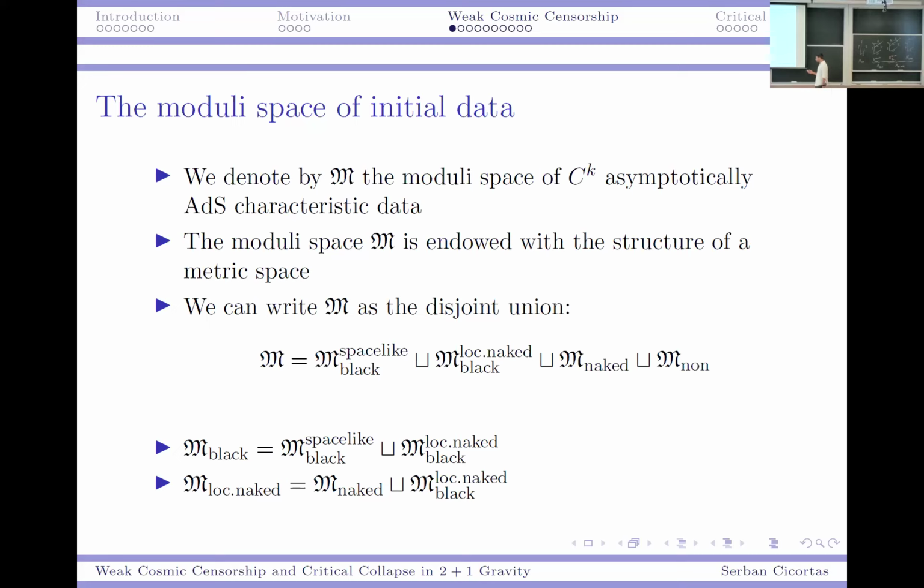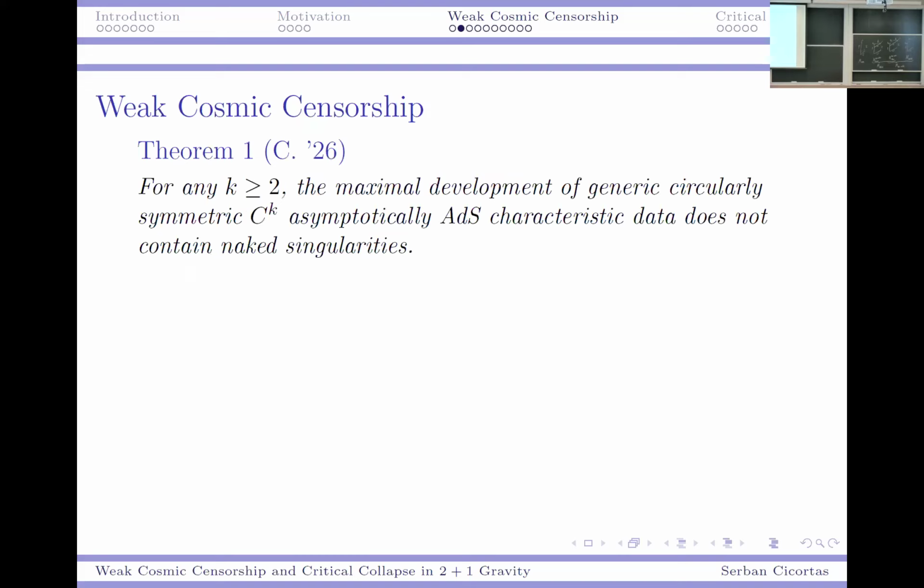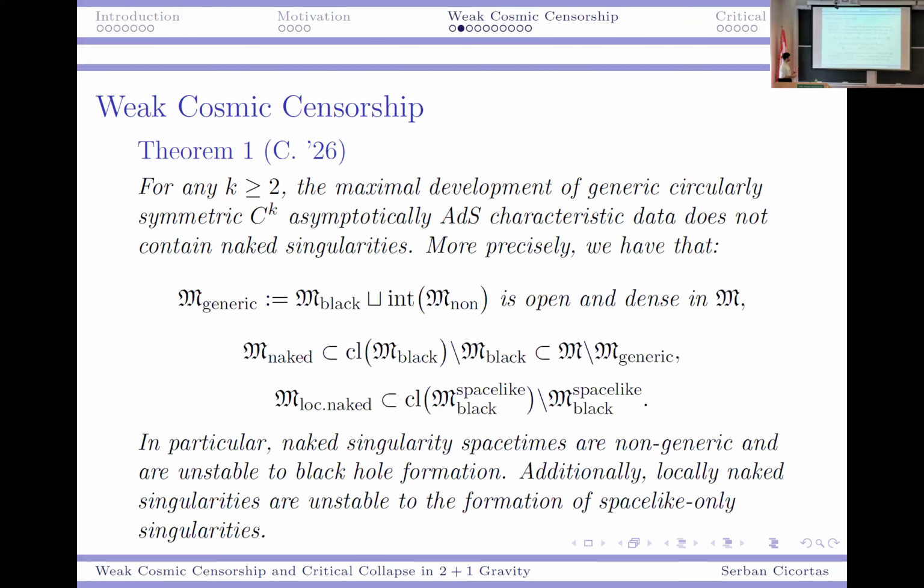Okay, so this is the notation that I need. And with this notation, now I can actually state the main result. So this is weak cosmic censorship. For any k that's at least 2, the maximal development of generic circularly symmetric C^k asymptotically AdS characteristic data does not contain naked singularities. Okay, so that's the statement of weak cosmic censorship, but let me be more precise. And so I'm going to define this set, which I'll call M generic, which is just the union of M black, so the black hole spacetimes.